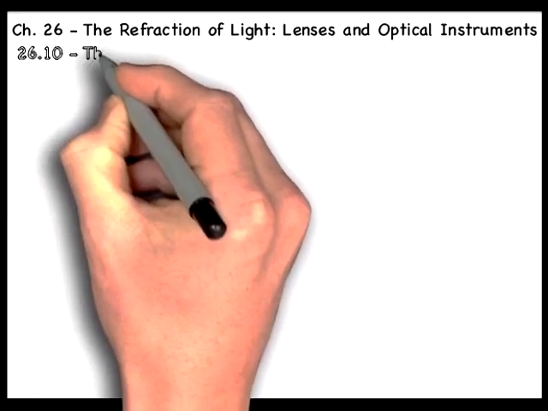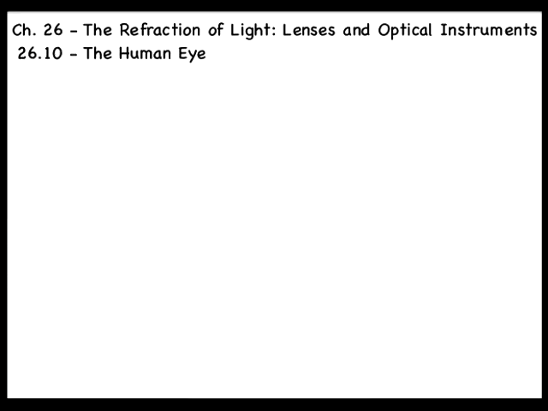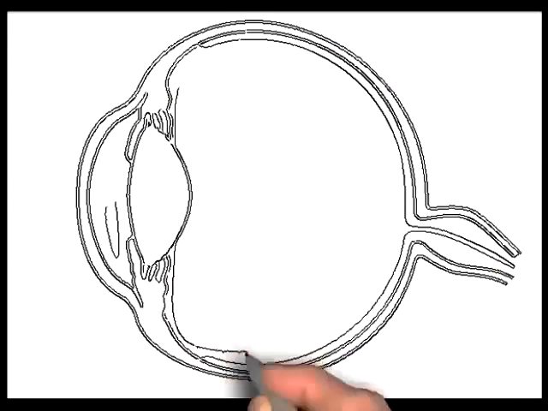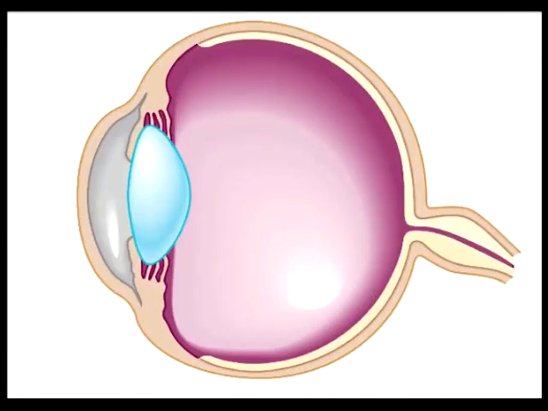Without doubt, the human eye is the most remarkable of all optical devices. Here we show some of its main anatomical features. The eyeball is approximately spherical with a diameter of about 25 millimeters. Light enters the eye through a transparent membrane called the cornea.